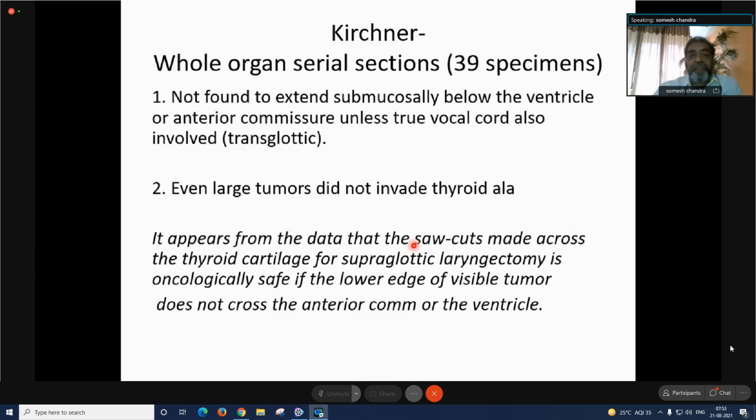Whole organ serial sections have shown that in the supraglottis, the mucosal spread gets halted at the ventricle and or anterior commissure, and only transglottic cancers would involve the glottis, supraglottis, and paraglottic space. And in supraglottic tumors, generally even large tumors do not invade the thyroid cartilage. So if you make a cut across the thyroid cartilage for supraglottic laryngectomy, it's oncologically safe if the lower edge of the visible tumor does not cross the anterior commissure or the ventricle. We saw how the ventricle and the anterior commissure are weak areas.